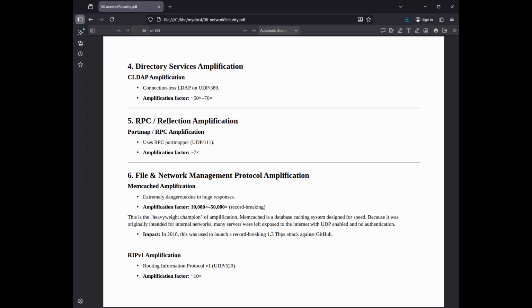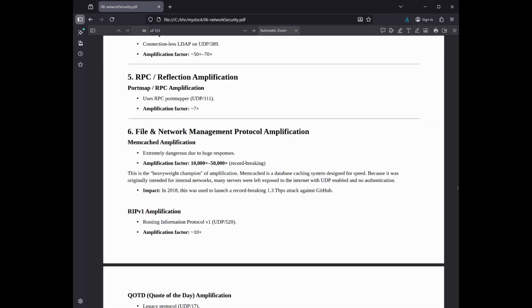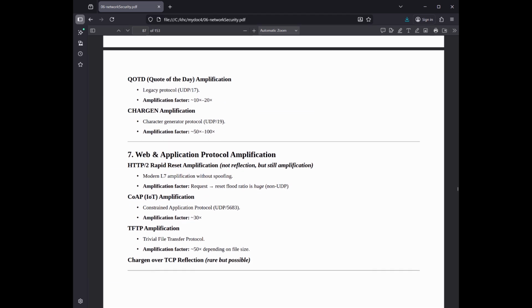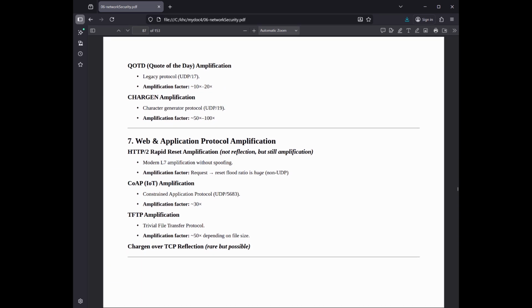RIPv1 amplification, Routing Information Protocol v1, UDP/520. Amplification factor: 10 times. QOTD, Quote of the Day, amplification, a legacy protocol, UDP/17. Amplification factor: 10 times, 20 times. Chargen amplification, Character Generator protocol, UDP/19. Amplification factor: 50 times, 100 times.